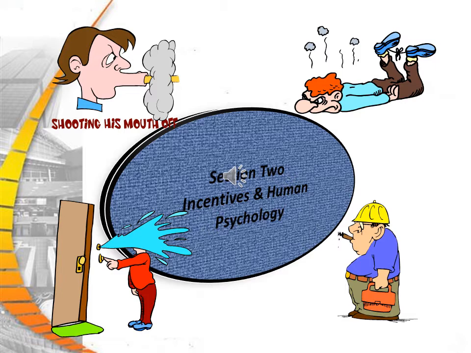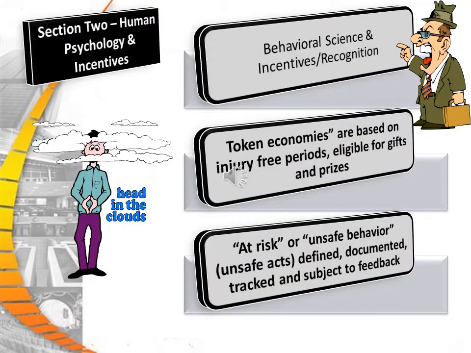Section 2, Incentives and Human Psychology. Token economies are based on injury-free periods eligible for gifts and prizes. At-risk or unsafe behavior is defined, documented, tracked, and subject to feedback.